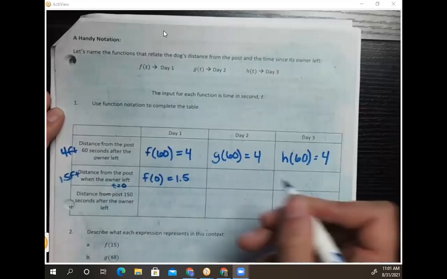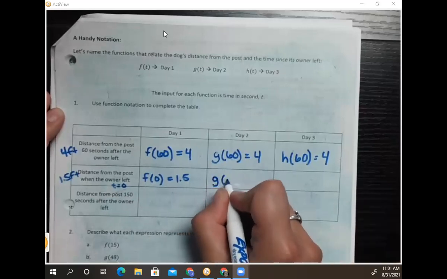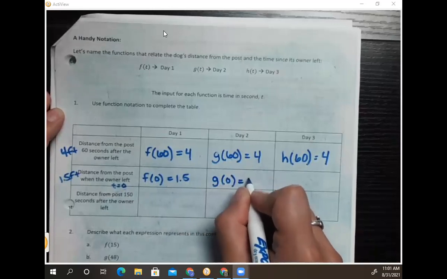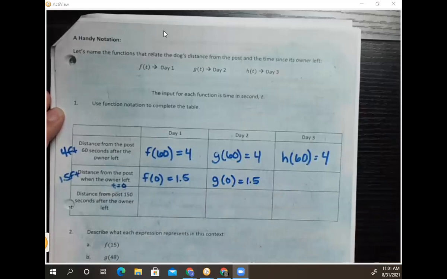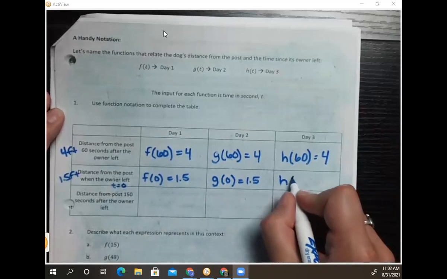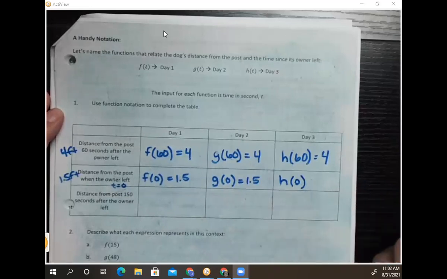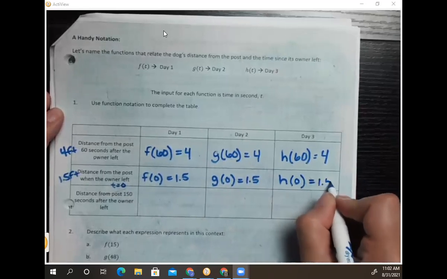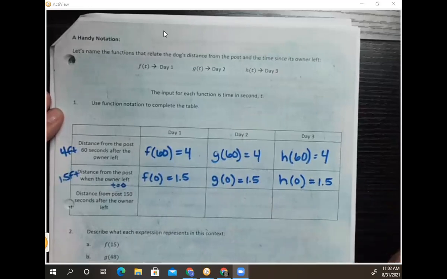For day 2, our function is g. So g of 0 equals 1.5. And then for day 3, we want to use h. That's the function that we had defined for day 3, of 0, since that's the time we're looking at, equals 1.5, since that's the distance that we had when the owner left. Not too bad? Okay. Way shorter to write function notation than to write that out in a sentence, right? Yeah, that's why we like function notation.